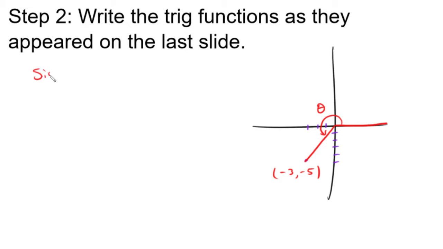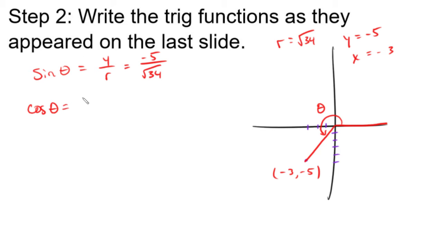So sine of theta is equal to y over r. R we found to be, right, the square root of 34. Y is -5 and x is -3. So going through here, -5 over the square root of 34. Done. Cosine of theta is x over r, which is -3 over the square root of 34.